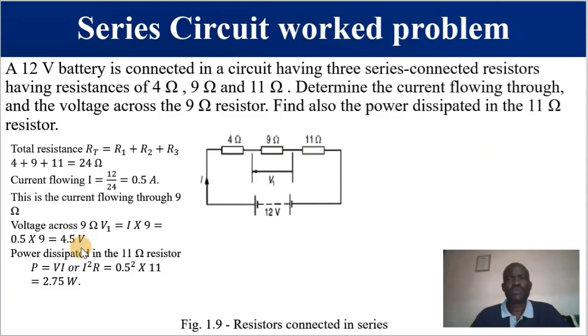We are also being asked to find the power dissipated. The power is equal to VI or I squared R. Now that we've got the voltage 4.5, we can multiply it by our current, which is 0.5. Or you can prove that also using I squared R. So you will see that your power dissipated by the 9 ohm resistor is equal to 2.575 watts.